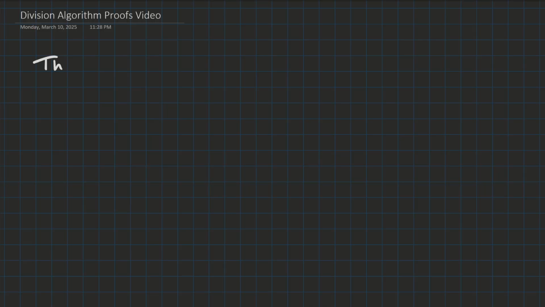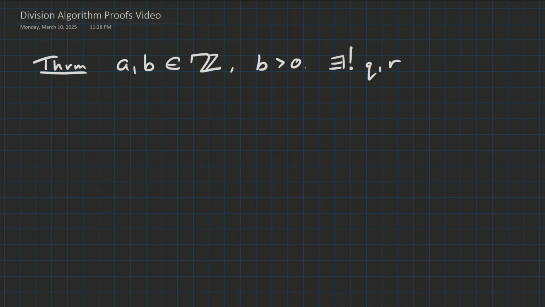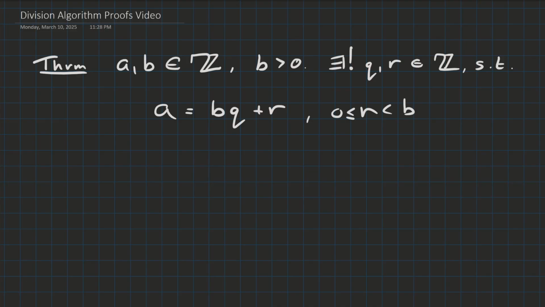So let's state the theorem. Let a and b be integers, strictly positive. Then what we claim, in symbols, is that there exist unique integers q and r such that a is equal to bq plus r, and r is a number, could be 0, but between 0 and b.